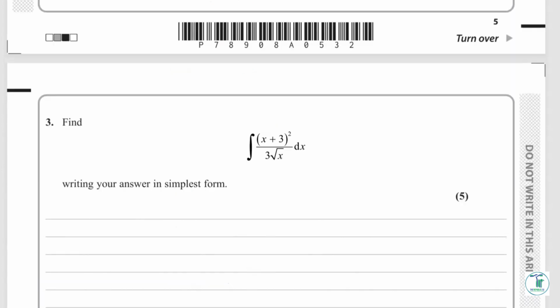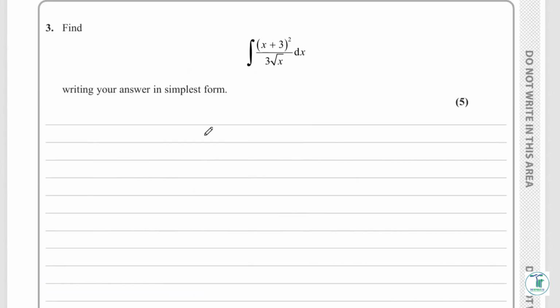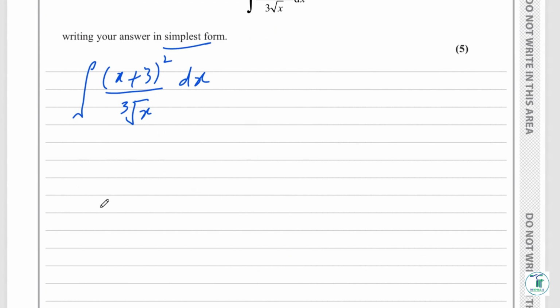In question number 3, we need to find the integral of this expression, and we need to write it in the simplest form. So first of all, I've got the integral of (x plus 3) squared divided by 3 root of x times dx. I'm going to expand the above expression. So expanding this expression, I would be having x squared plus 9 plus 6x, right? Divided by 3 root of x times dx.